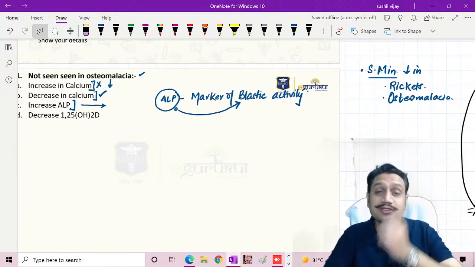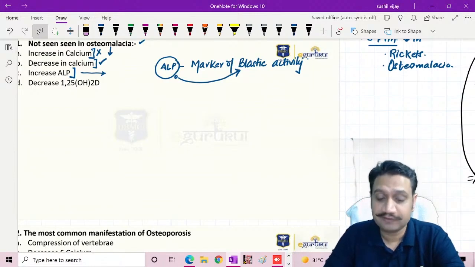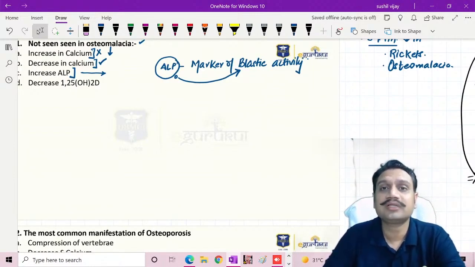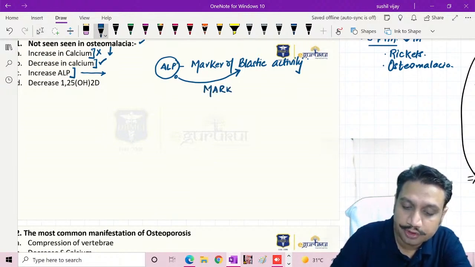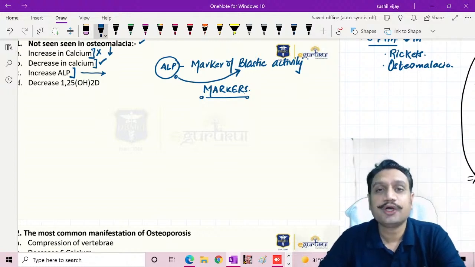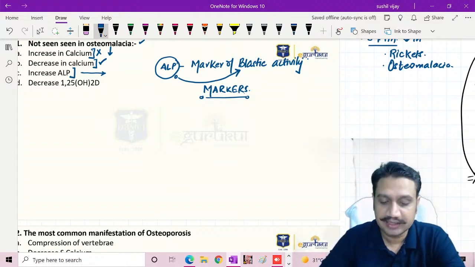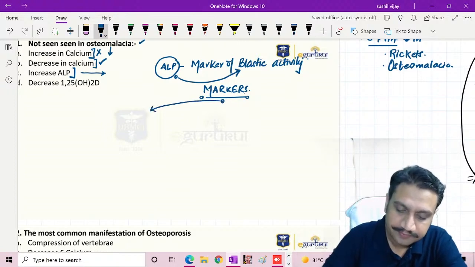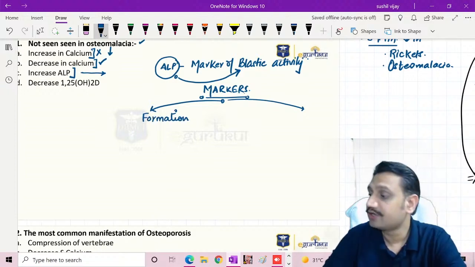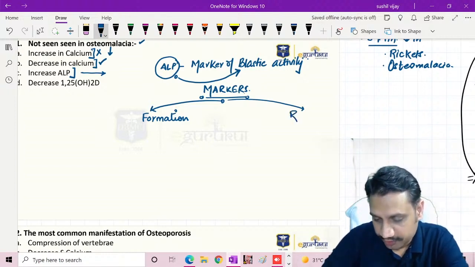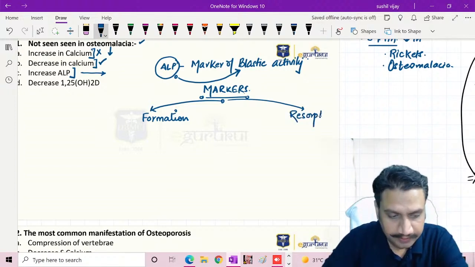Now, the question can be simply asked to you: if the blastic activity is raised, if the osteoblasts are working more, then what about the clast? How do we learn this? So, these are learned by markers. I'll tell you in short, what are the important markers? Markers means the proteins which you can check in the serum, in the blood. And markers will obviously be of two types. It will be a marker of bone formation, and it will be a marker of bone resorption.